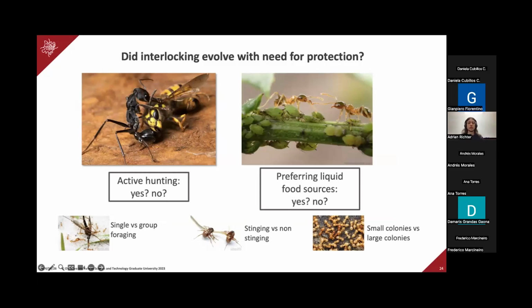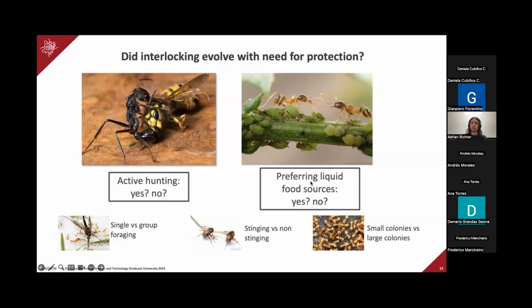The clearest hypothesis was that hunting ants, like predatory ants, probably need this extra protection because they are combating their prey insects, and prey insects are made of hard cuticle. They sometimes have defensive strategies. So while you fight them, you probably need to protect your mouthparts.